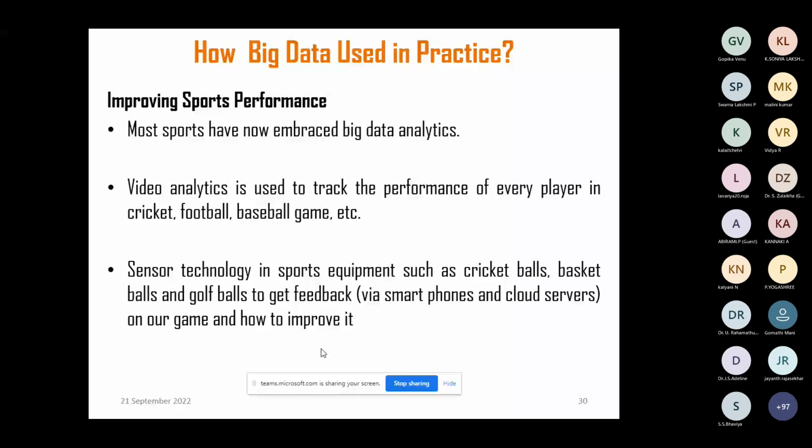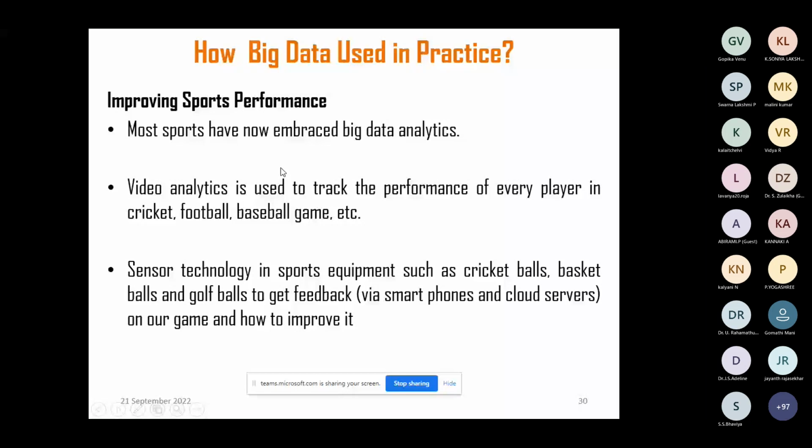In order to change the game pattern or improvise their game with respect to a particular player or with respect to the whole team, they are incorporating this. Big data is being used to improve the sports performance of a particular team or even a particular player.